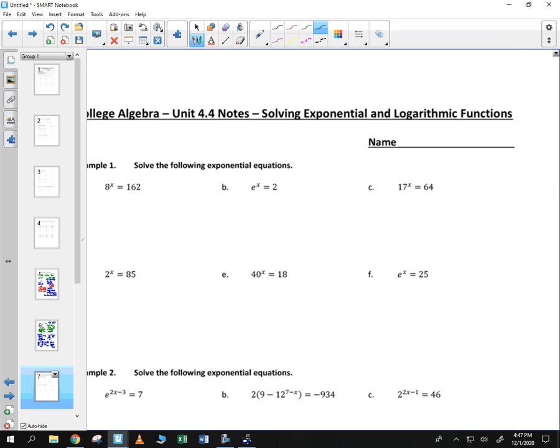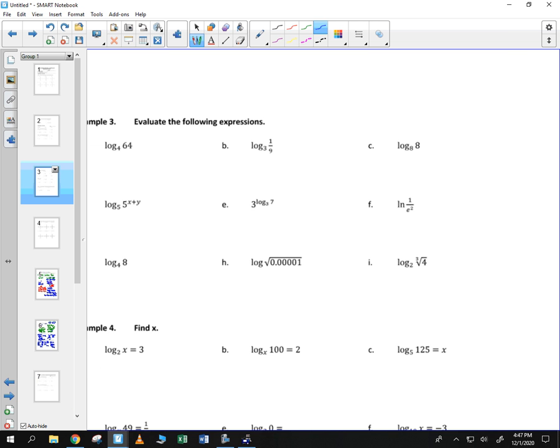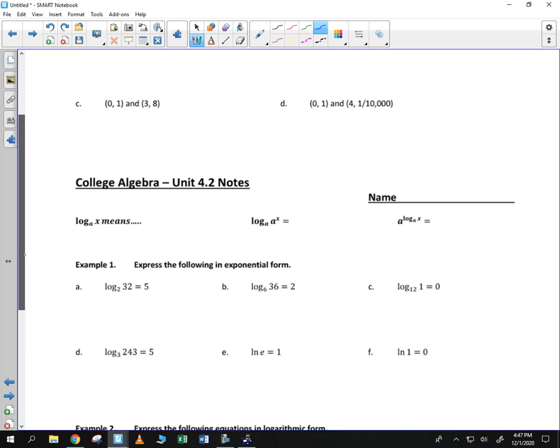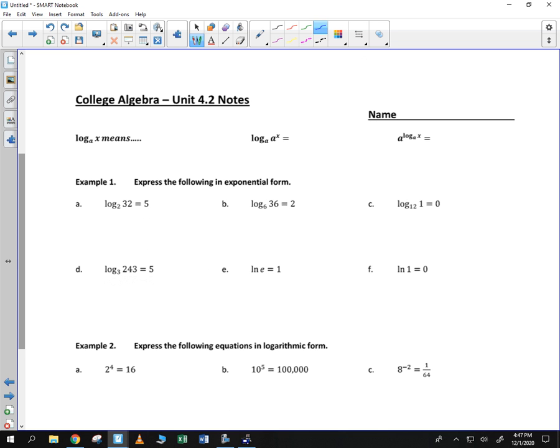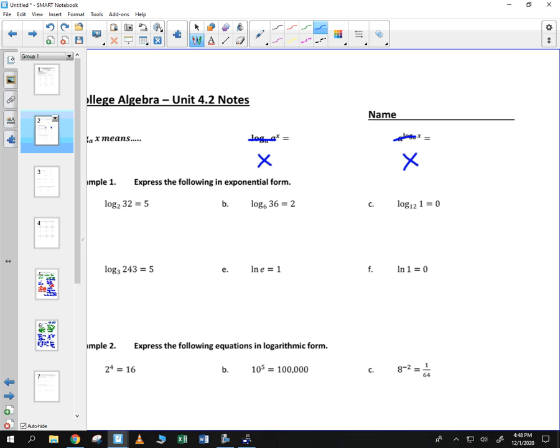If you remember earlier in your notes, we talked about this, that log base a of x, those cancel, leaving you with x. They are inverse operations. And a to the log base a of x, those cancel, leaving you with x. So what we do to one side, we can do to the other.